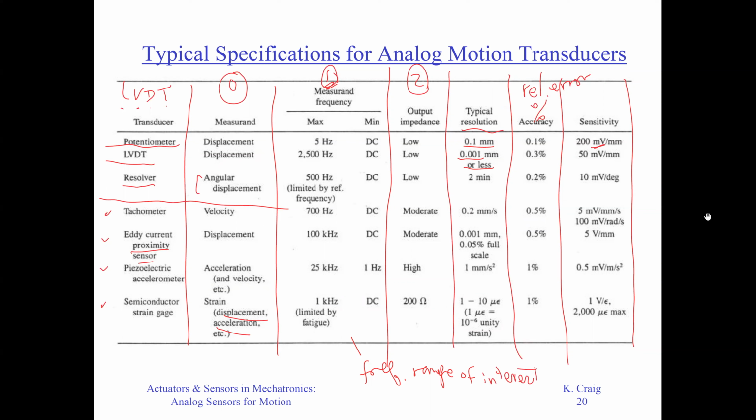So for accuracy in the relative error, it's 0.1, it's similar, okay? However, which one is sensitive? This one is sensitive, okay?